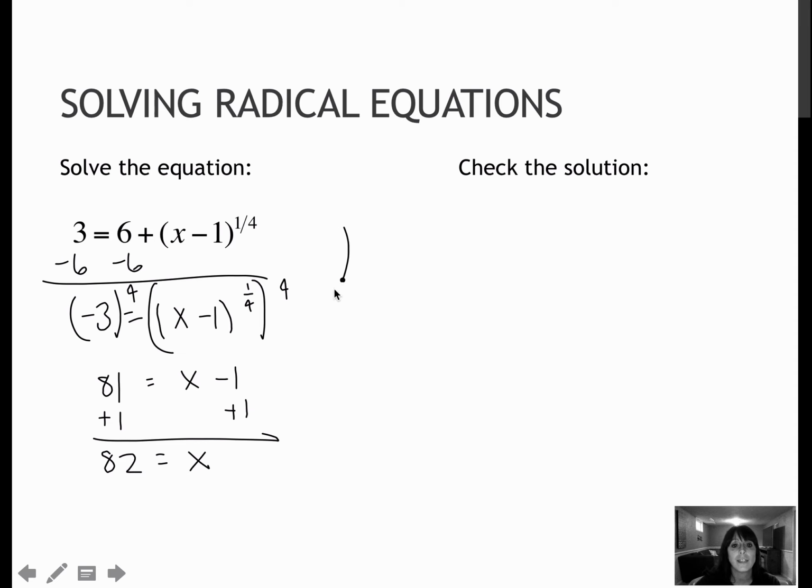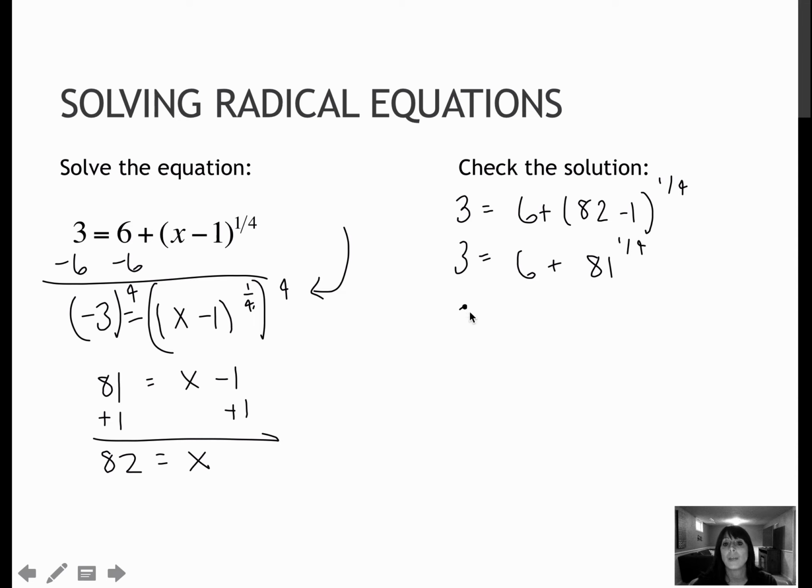Now, again, at this step, I should have stopped and said, I'm taking the even root and getting a negative value, so I know I'm not going to get a solution. But in case I didn't see that, then we just plug it back into the original. 6 plus 82 minus 1 to the 1/4. 82 minus 1 is, of course, 81. The fourth root of 81 is 3. And 3 plus 6 is not 3. So this is not a solution. So this would be no solution.